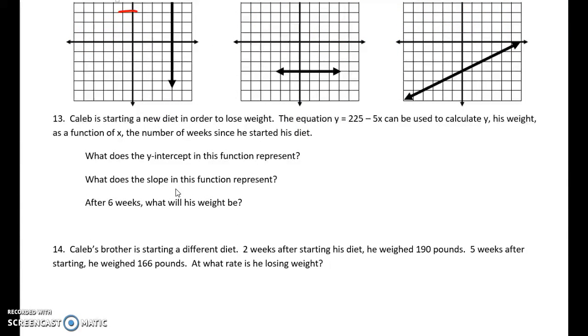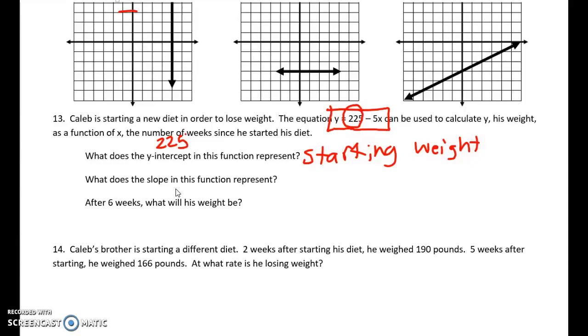Caleb's starting a new diet in order to lose weight. The equation y equals 225 minus 5x can be used to calculate y, his weight, as a function of x, the number of weeks since he started his diet. What does the y-intercept in this function represent? Hopefully all the real-world equations we looked at last week in that project help you with this one. The y-intercept is 225. If I look at this equation, that's my starting point. That's what a y-intercept is. That is his starting weight.